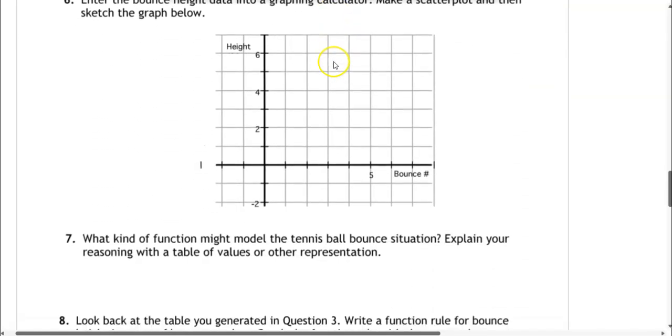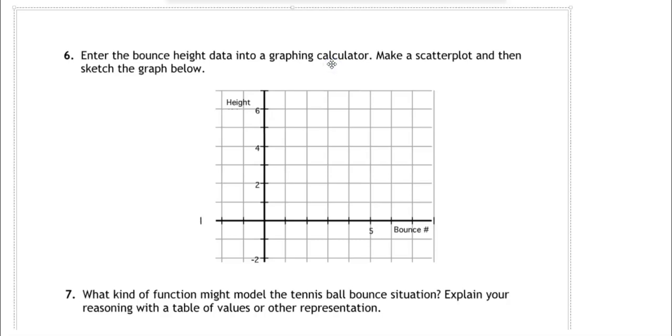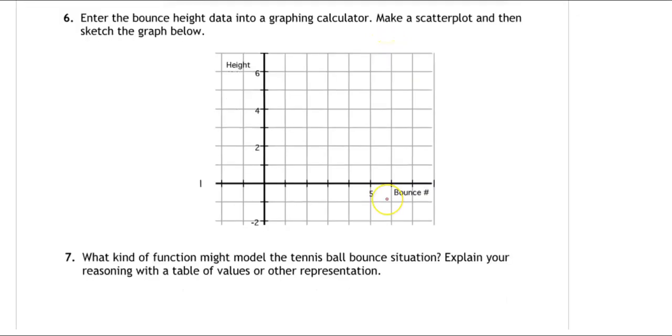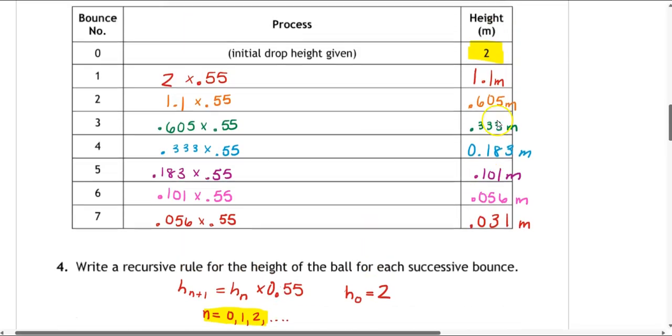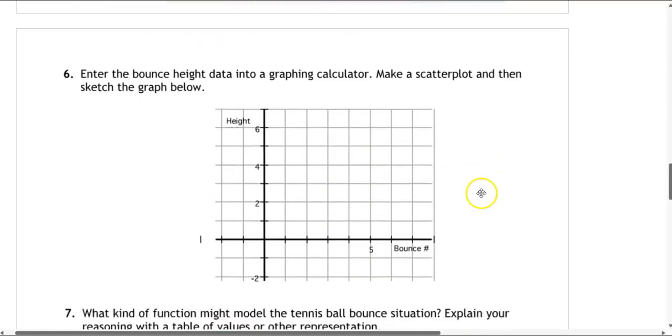All right. Next, enter the bounce height data into your graphing calculator and make a scatter plot and then sketch the graph below. Again, I know a lot of you guys don't actually have graphing calculators, so we're not going to stress out about that right now. But I could go ahead and show you what that scatter plot would look like. That's going to be just taking each one of these values right here, the 2, 1.1, 0.605, 0.33, just graphing each one of these values.